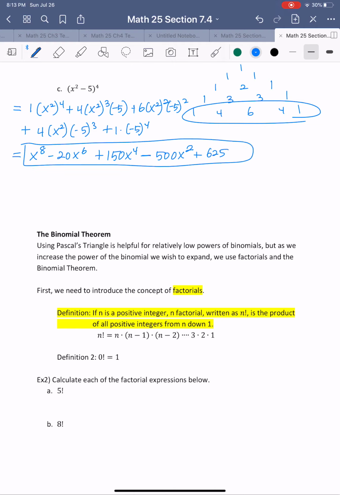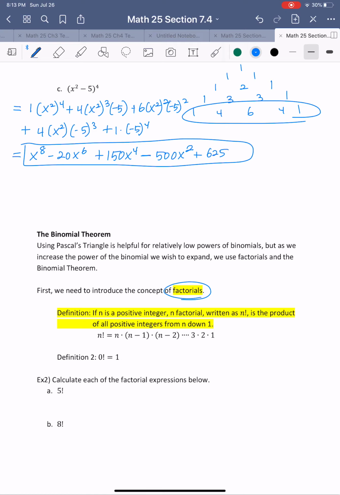Now, the binomial theorem. Using Pascal's triangle is helpful for relatively low powers of a binomial. But as we increase the power of the binomial we wish to expand, we use the factorial and the binomial theorem. So we need to talk about factorial.